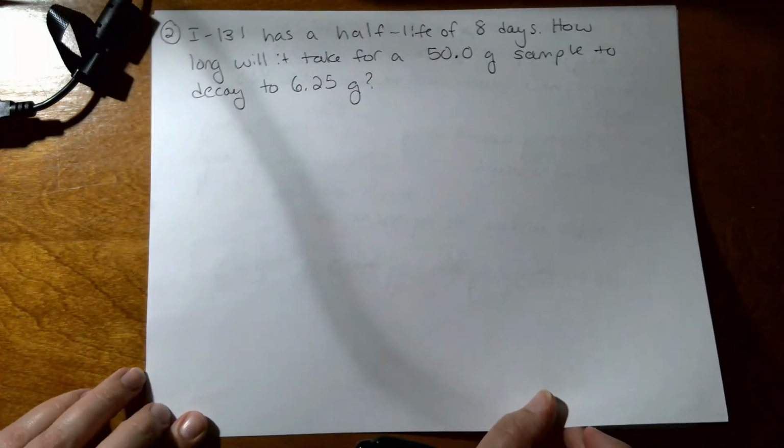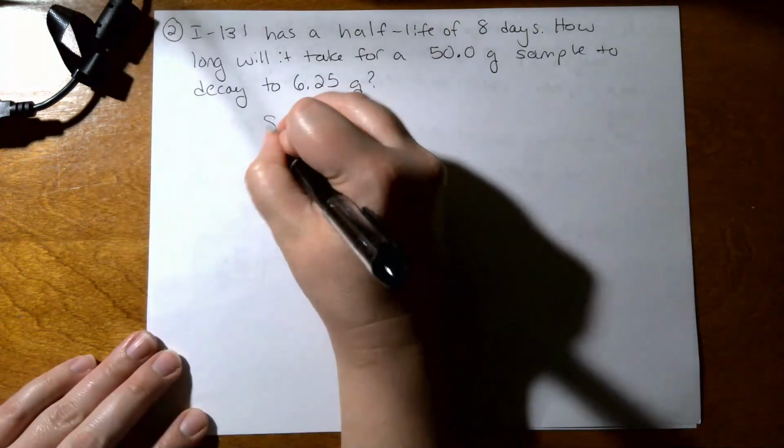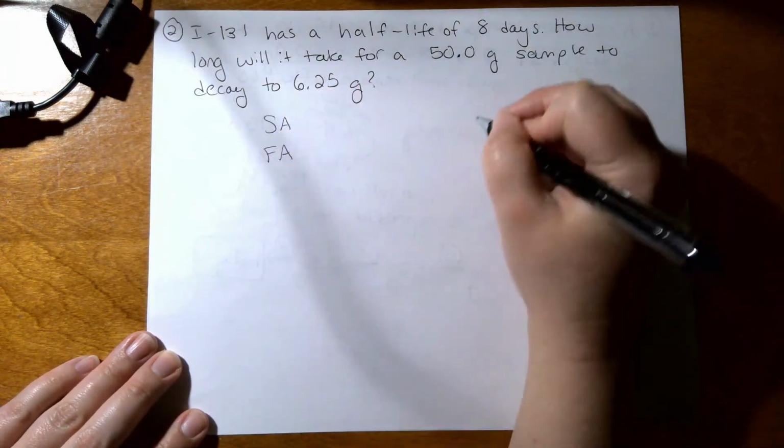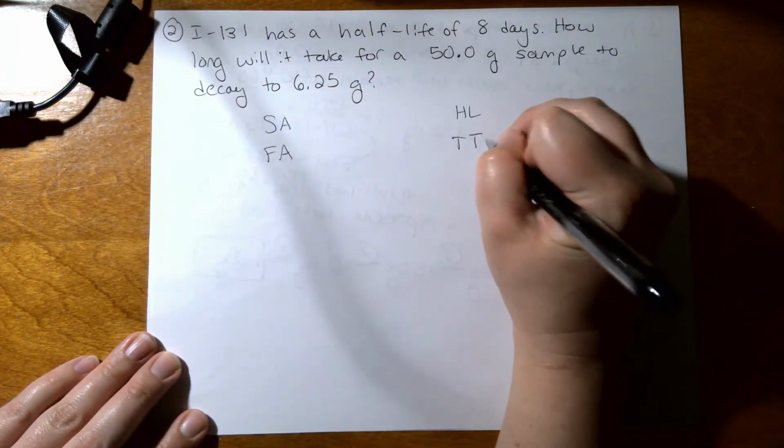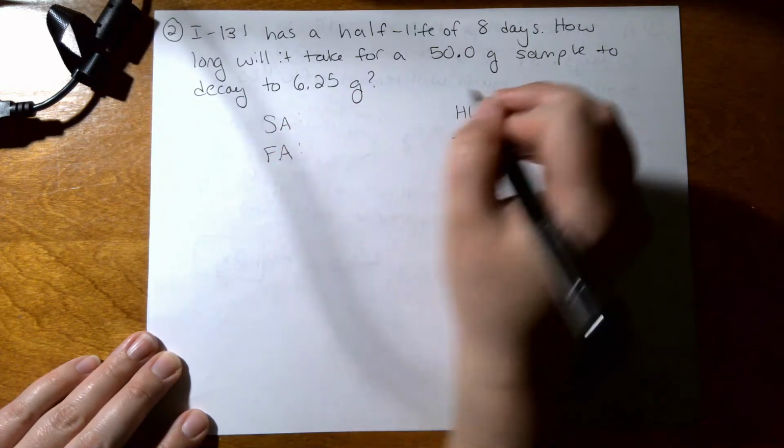All right. Now let's look at solving for a different item here. So every time I'm going to write my 4 things, I usually abbreviate them because it's much, much faster. Starting amount, final amount, half-life, total time.